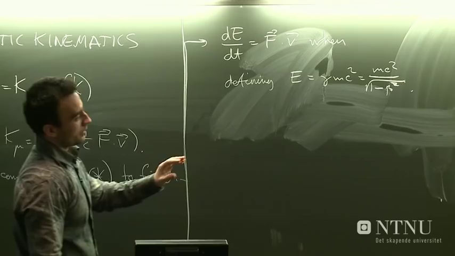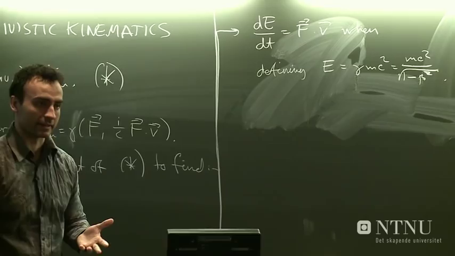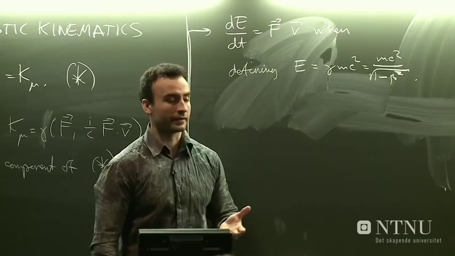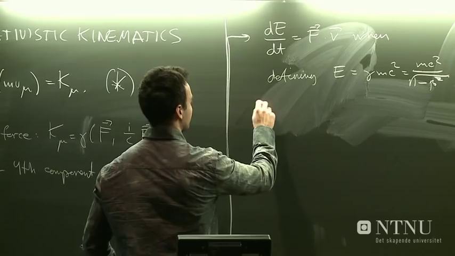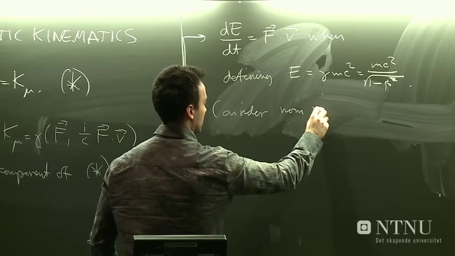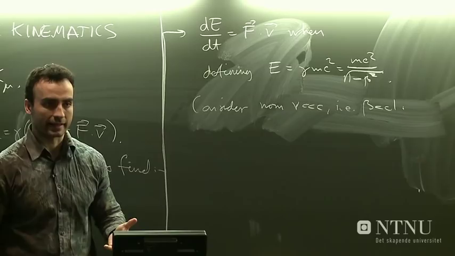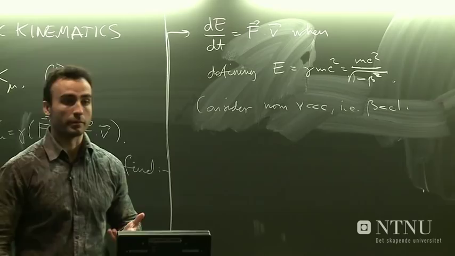So this result should reduce to the non-relativistic case when the velocity is much smaller than the speed of light. But at the same time, this looks perhaps a bit strange, non-familiar. This is something you probably haven't seen before in the non-relativistic case. So let's see what happens. So let's consider what this energy now reduces to in the non-relativistic case of beta much smaller than 1.